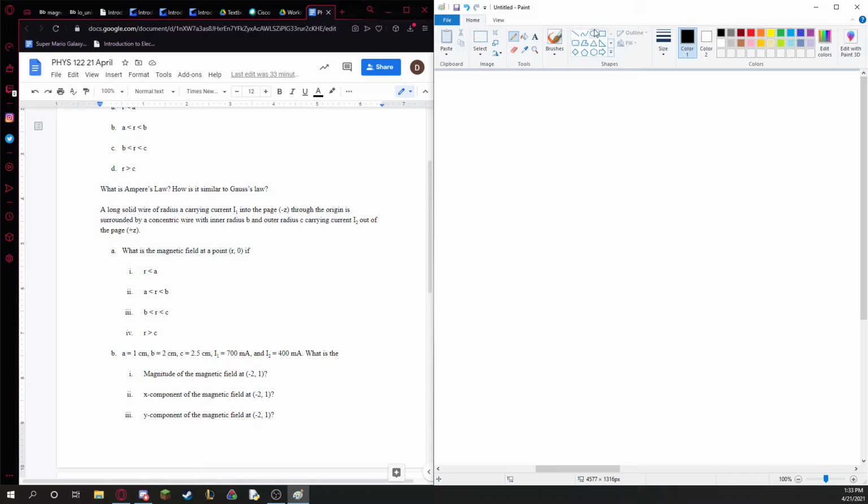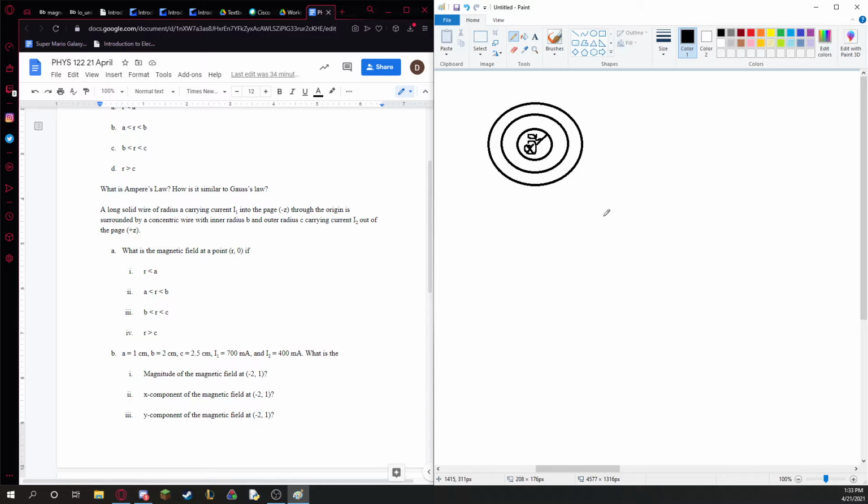So let's draw this over here. I'll use the actual shapes. We have our wire of radius a. This is a cross section of it, carrying current into the page. It's going to be surrounded by another concentric wire with inner radius b and outer radius c, something like that. And we're going to have the outer wire carrying current I2 out of the page.